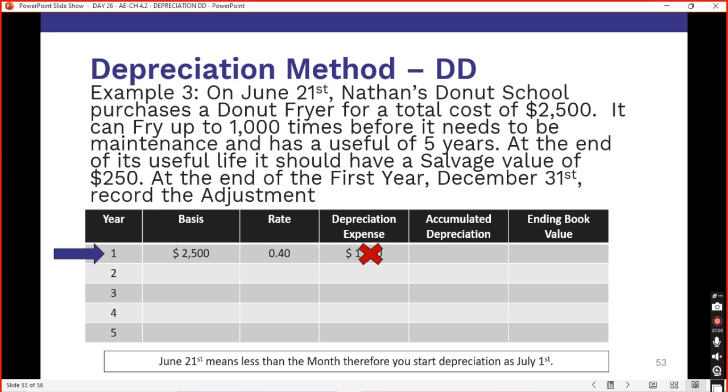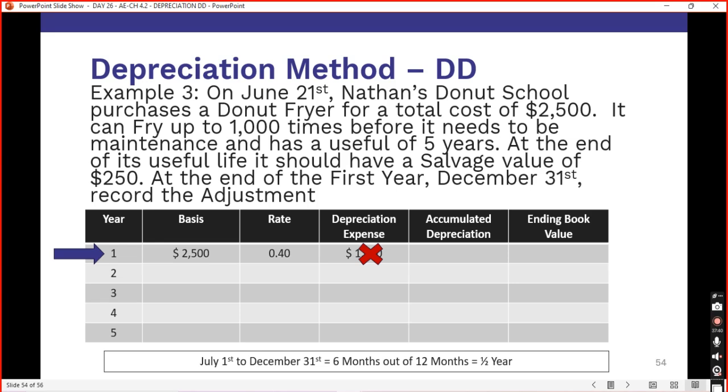In this case, since we put it into service on June 21st, we're going to assume it's there from July 1st: July, August, September, October, November, December. That is 6 whole months. So 6 months out of 12, because we said 1 whole year is 12 months. So 6 out of 12 is also known as 1/2 or 0.5. Therefore, you only use it for half a year.